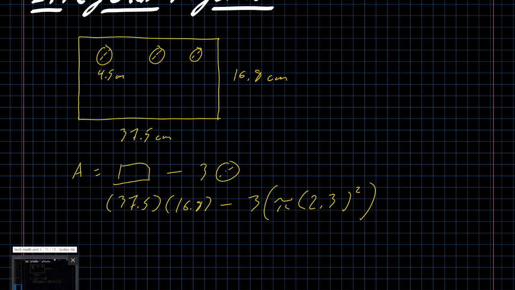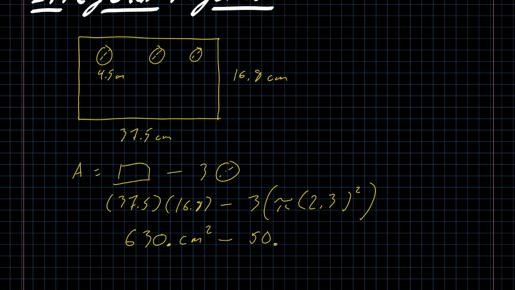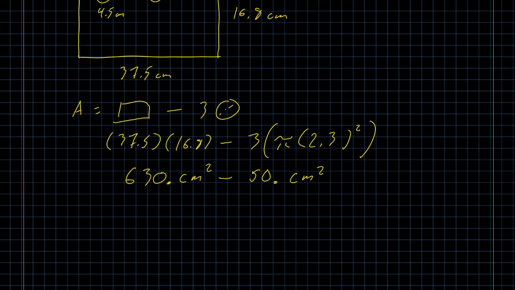37.5 times 16.8, my calculator tells me, is 630. That should have three significant digits, which means that that 0 is significant. I'll put a decimal point on it to remind myself of that. That will be in square centimeters. And then I've got 3 times pi times 2.3 squared. And if my calculator will actually listen to me when I punch in these buttons, I get 49.85, etc., but I only have two significant digits, so I will round that and call it 50. Again, that 0 will be significant, and that will also be in square centimeters. Finally, I can subtract these things, and I get 580, to the nearest whole square centimeters, is the area of the figure, not including those holes.